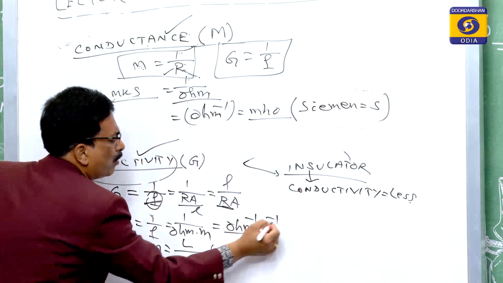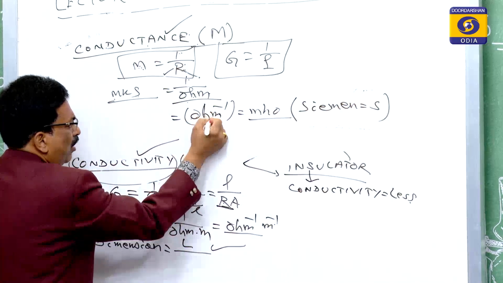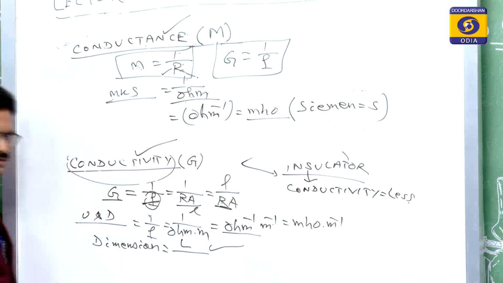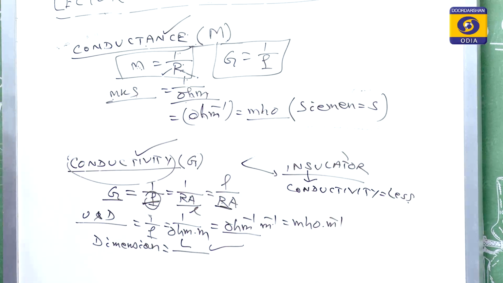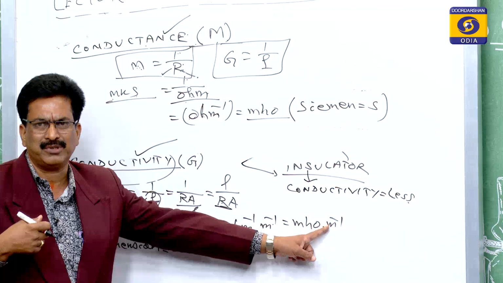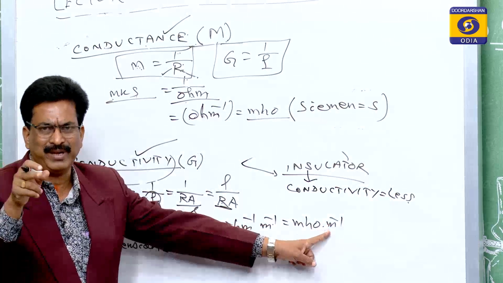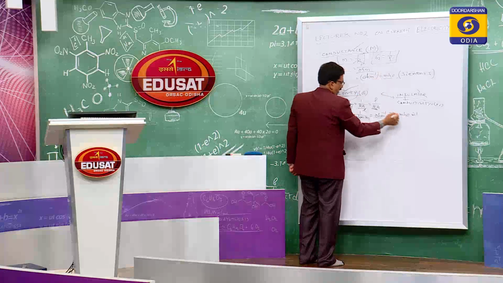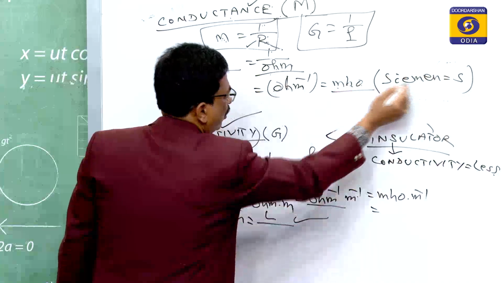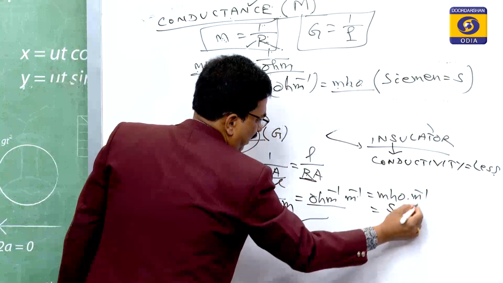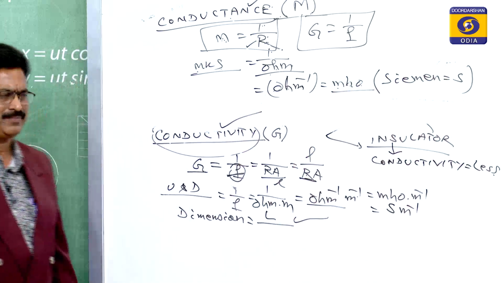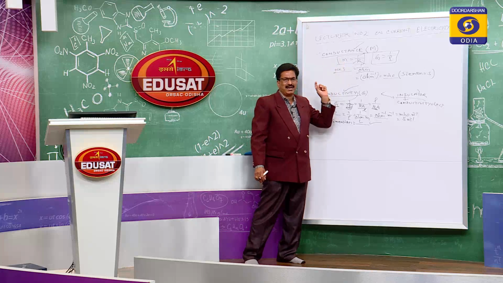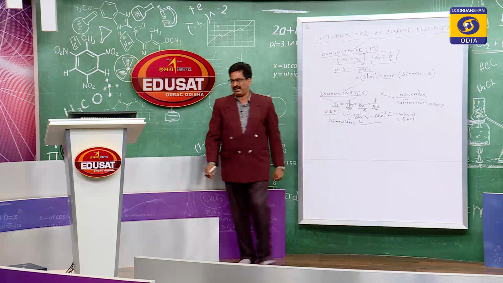So if this is ohm inverse meter inverse, according to this, ohm inverse is equal to mho. So you can say this is mho meter inverse. Mho means the reciprocal, the reverse of ohm. And this mho can also be written as S, that is S meter inverse, that is the conductance. So the definition of resistance, resistivity and conductance, these three we discussed.